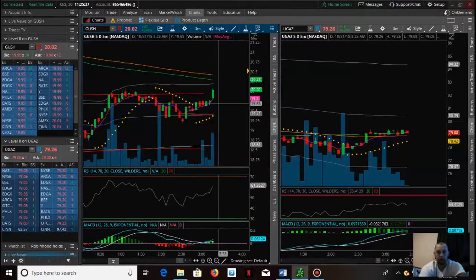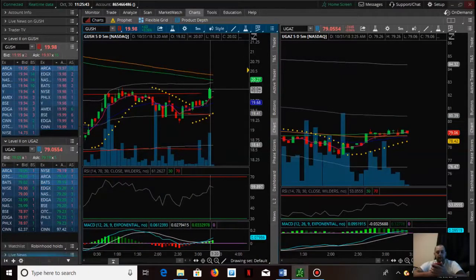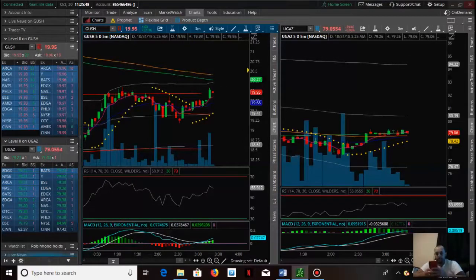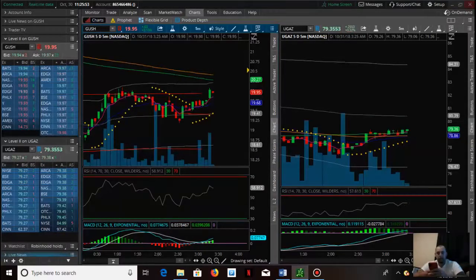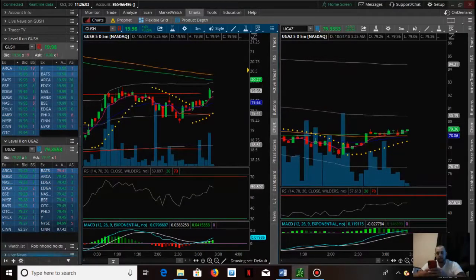And GUSH just broke all sorts of stuff. I'm not exactly sure what that means for GUSH, but what I do know is that was a high potential profit. So with UGAS, I'm going to continue to hold. For GUSH, I got to hold. I really do. I mean, I know it could doji down.